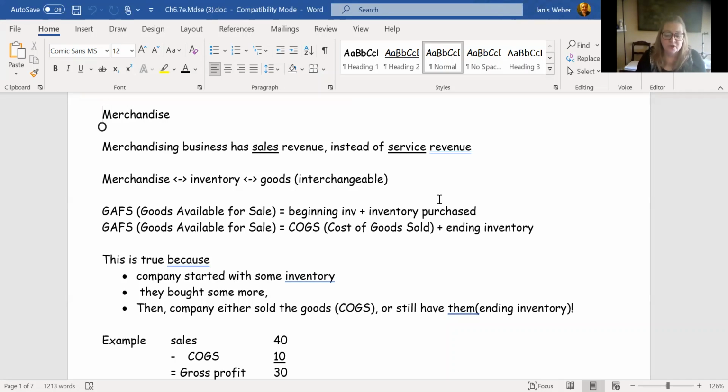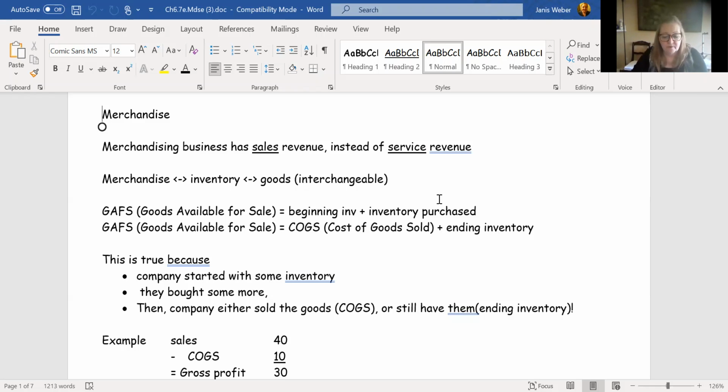First, a merchandising business has sales revenue. That's what we've been talking about a lot, but that's what we'll be talking about a lot in this chapter. But in earlier chapters, a lot of times we talked about service revenue. And so they don't usually use the word sales when they're talking about service revenue. They usually use fees earned or service fees, professional fees, revenue, that sort of thing.